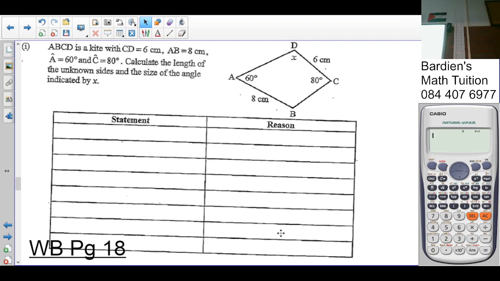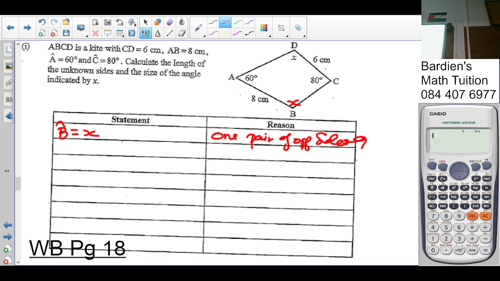Right, where do we start here? With the x, yes. What can we say about the x? Angle B is equal to x. Nice. Why? One pair of opposite angles equal in a kite.